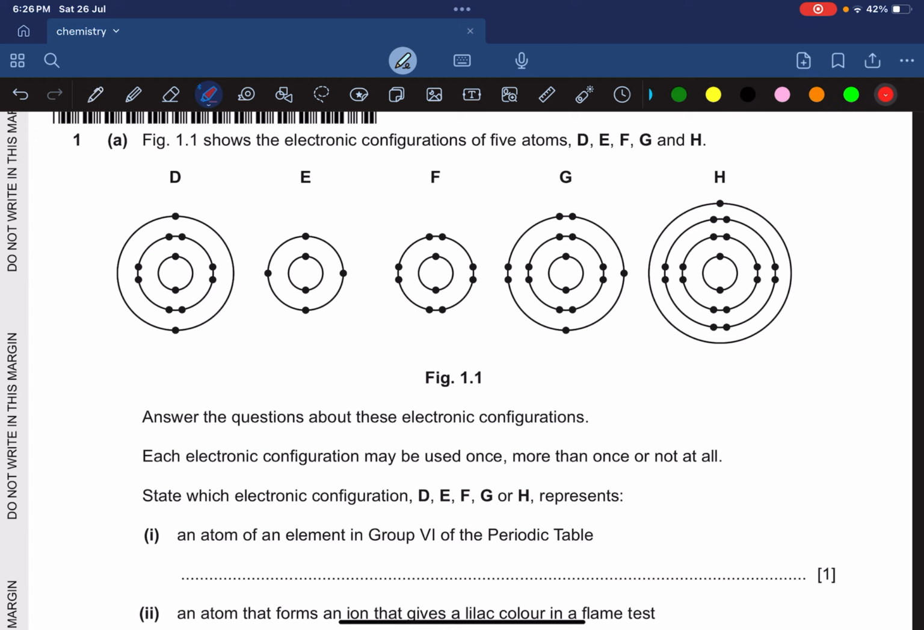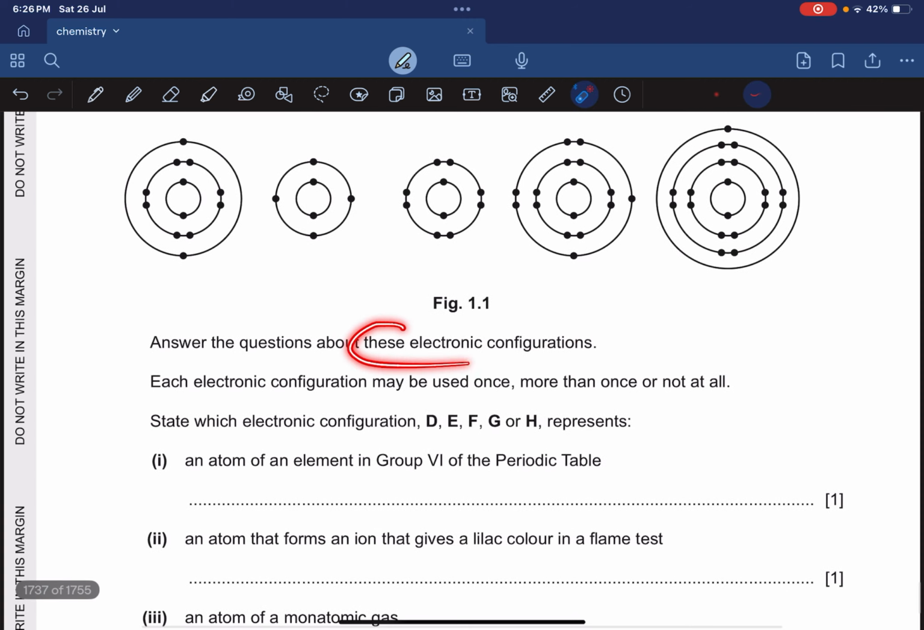Let's get started with the paper. The first thing I always tell people in chemistry is that it's very important to understand what's written. Don't be in a hurry, and don't miss out the important details. Figure 1.1 shows the electronic configurations of 5 atoms D, E, F, G, and H. We have 5 atoms. Answer the questions about these electronic configurations. Each electronic configuration may be used once, more than once, or not at all.